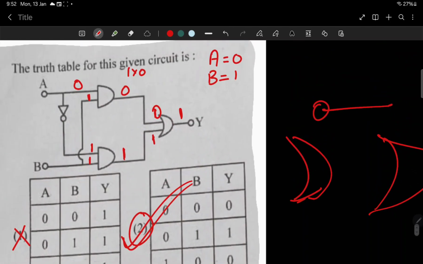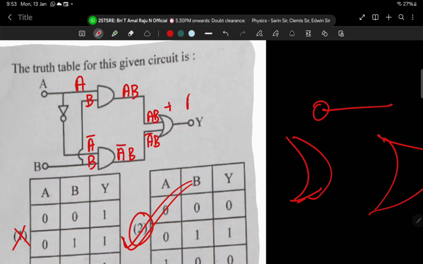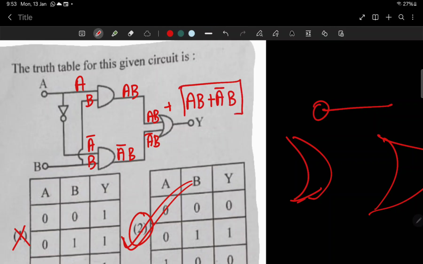Look, I usually use this method to solve it. Some people use another method, that also I will tell you. They will make a characteristic table. Here we are having A, here A complement, here B, here also B. This is A into B, that is AB. Here we are having A complement into B. Now we take AB and A complement into B, and here we have the OR operator, or plus operator. So we add it: AB plus A complement B. This is the answer.